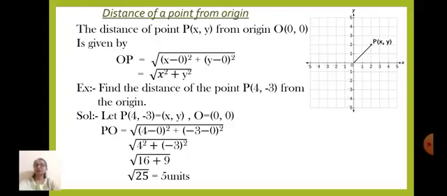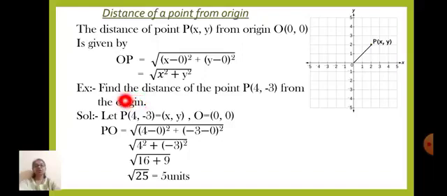So let us derive the formula, and after that we will use this formula directly for finding the distance of any point from the origin. So let the point P be x comma y, and being the origin O, the coordinates are 0, 0. Apply the distance formula. So x minus 0 the whole square plus y minus 0 the whole square. So finally you will get square root of x square plus y square. So this is the formula for the distance of any point from the origin.